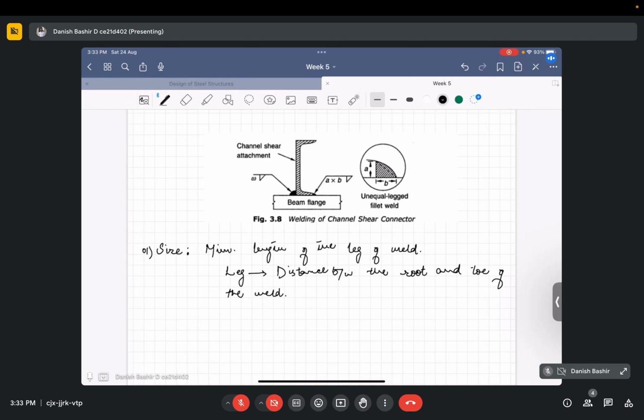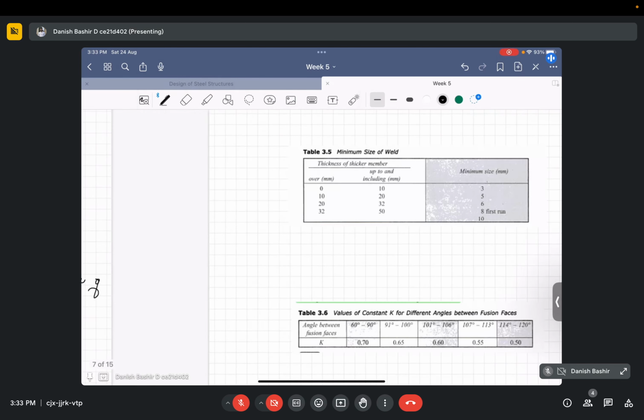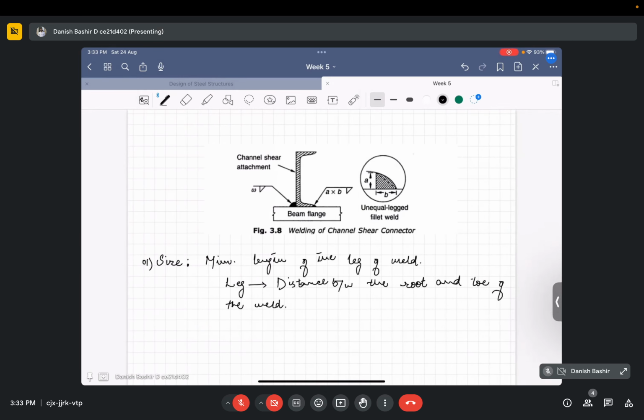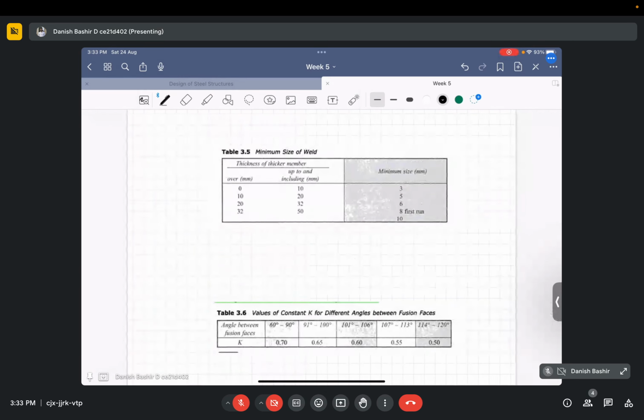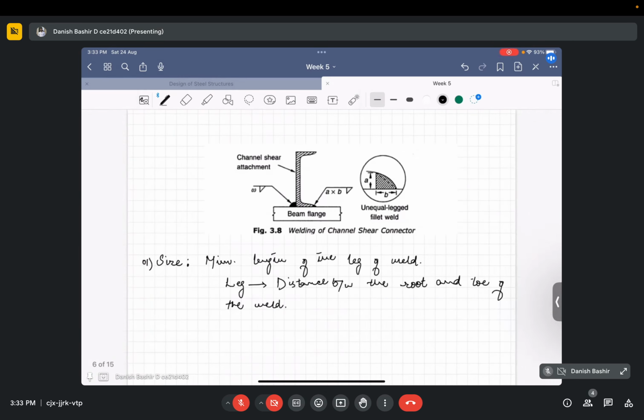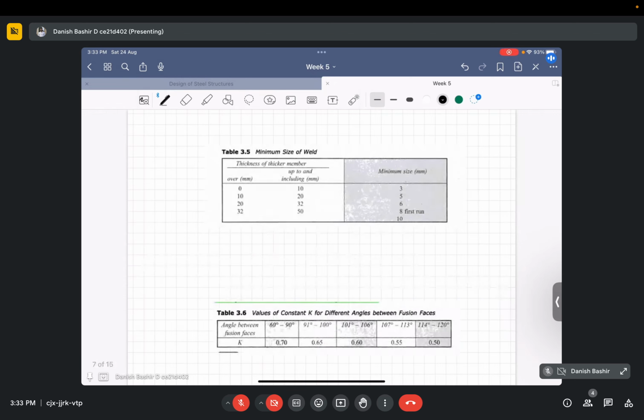This is the definition of the leg. Okay, so the code has given us one more thing here. It has given us what should be the minimum size of the weld. We denote the size of the weld by capital letter S. What should be the minimum size of the weld?